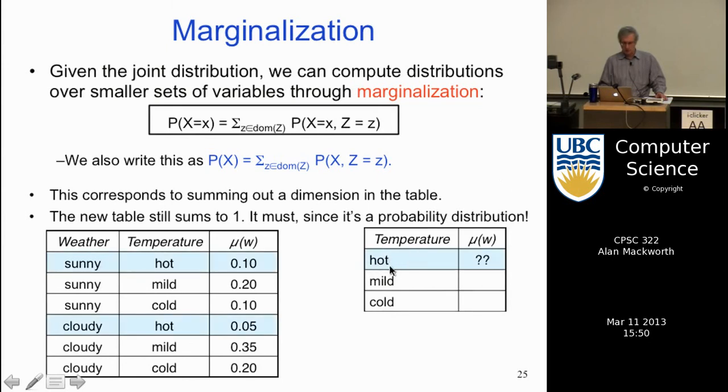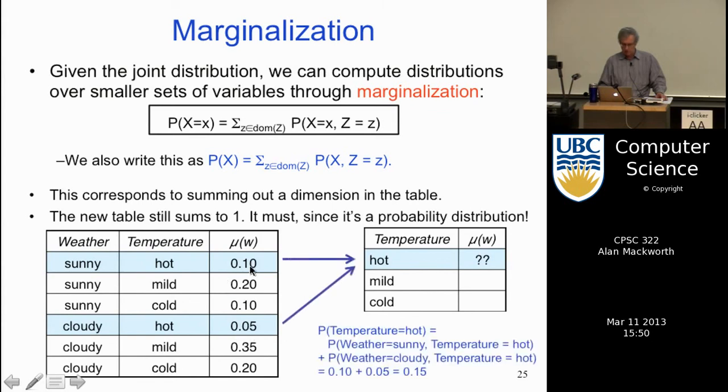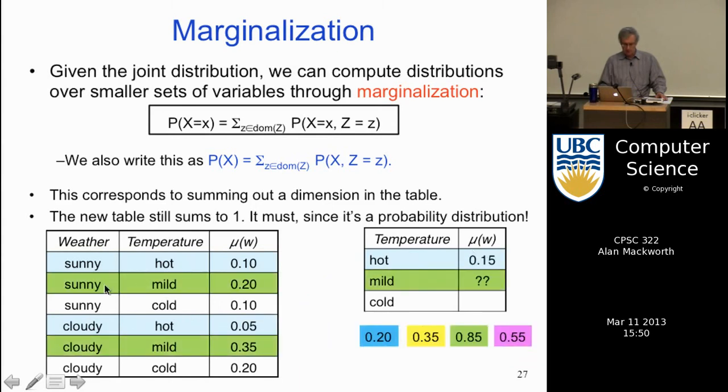So if I want to know the temperature's hot, I look for all cases where it's hot, and it's either sunny or cloudy. They're mutually exclusive, so I can just add these 2 numbers together and get 0.15 there, right? Similarly, I can marginalize out the weather when it's mild. The 2 cases are sunny and cloudy. 0.2 and 0.35 gives me 0.55, and so on. Okay, we'll stop there and pick it up again on Wednesday.